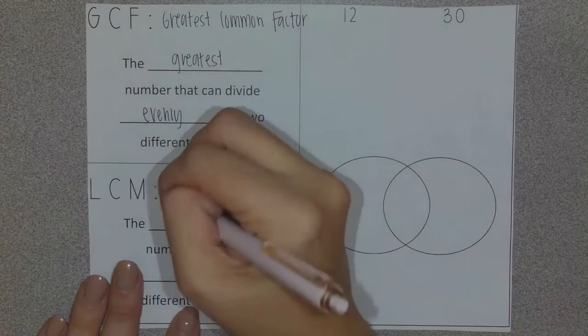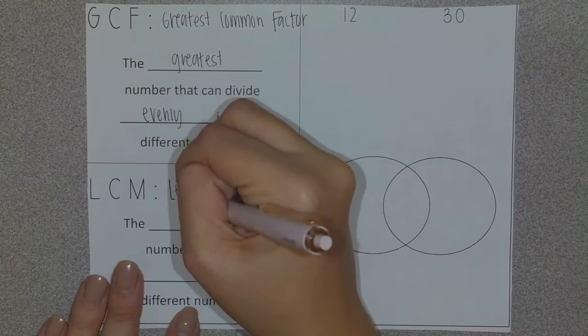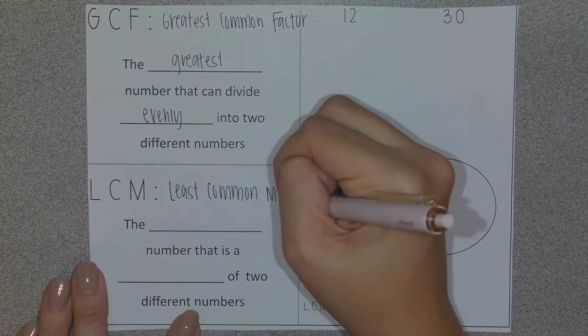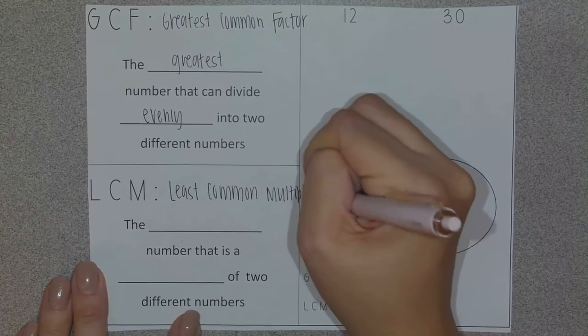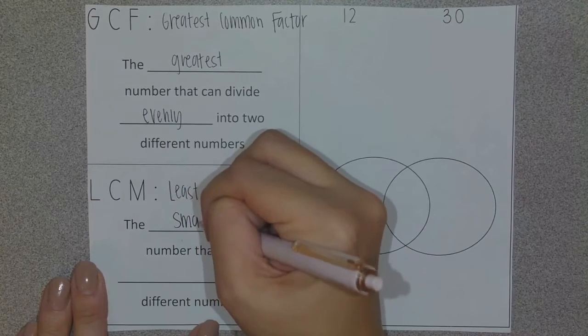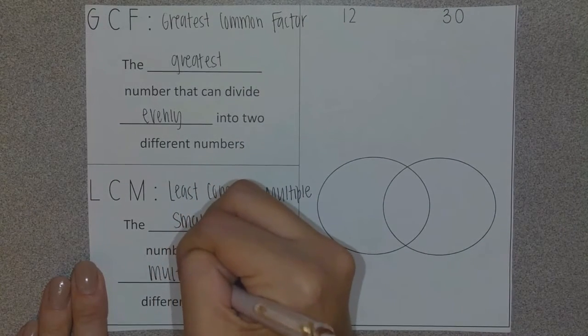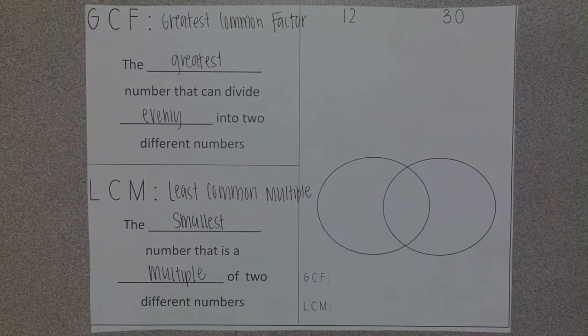And then when we talk about LCM, that is the least common multiple. So the least common multiple, or the LCM, is the smallest number that is a multiple of two different numbers. So remember, we can find multiples by skip counting. So multiples of 2 would be 4, 6, 8, 10, 12. Multiples of 4 would be 8, 12, 16, 20. So with LCM, we're looking for the smallest multiple of two separate numbers.